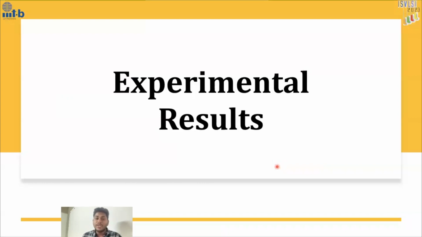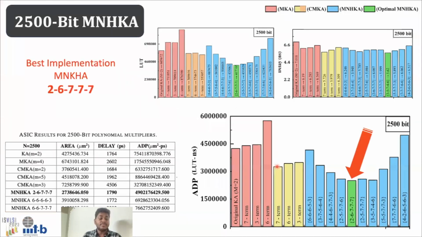Now let's jump to the experimental results. As we discussed previously, we developed this MNHKA for 4 bit widths, that is 2500, 1350, 409, and 64 bit widths. These bar graphs showcase area, that is LUTs, delay, and ADP of FPGA, and this tabular column showcases ASIC results.